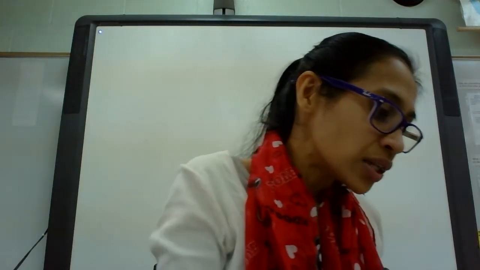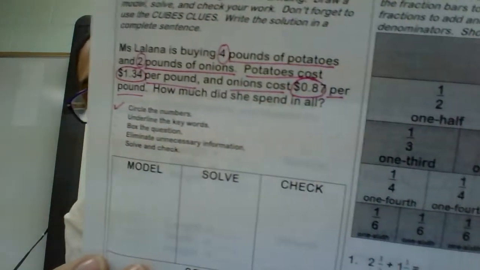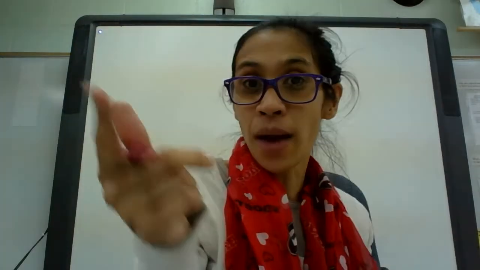The next step is to underline the key words. What keywords do you see? Underline the ones you find. I'll underline the ones I find. I see the 4 pounds of potatoes. So that's the unit that goes with the 4. The 2 pounds of onions, that goes with the 2. And let's see. I'm going to underline the potatoes cost $1.34 per pound, and the onions cost 87 cents per pound. Do you see that? All right, pause the tape if you need to follow with me. And then how much did she spend in all? I'm going to underline in all since that is a key phrase in solving problems. Okay, we're done with that step.